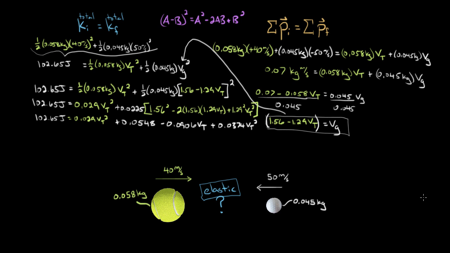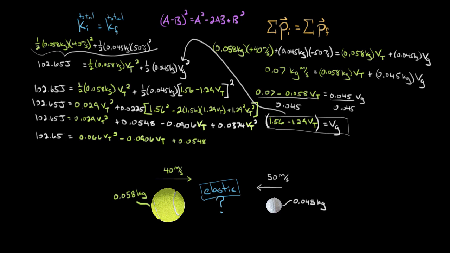So let's identify the VTs. I've got a VT right here, just a single VT, and then I've got a VT squared right here. So I can combine this VT squared term with this VT squared term, and I'll get 0.066 VT squared minus 0.0906 VT plus 0.0548. Now we're getting close, I promise.